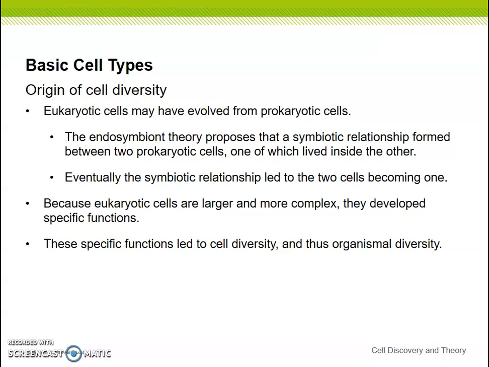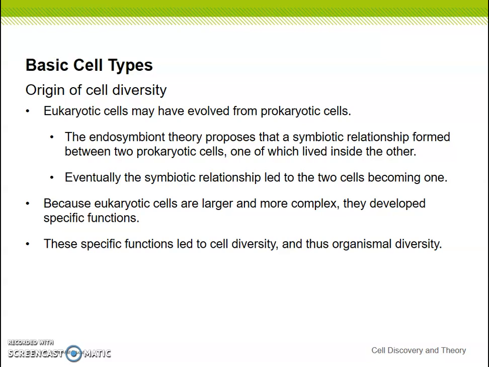Scientists believe that a large prokaryotic cell basically swallowed or engulfed a smaller one, and they started helping each other out. And eventually, they came to depend on each other so much that they couldn't function alone, and that became the first eukaryotic cell. Because eukaryotic cells are larger and more complex, they have developed specific functions, and that led to cell diversity, and that cell diversity led to differences in organisms. So that allowed the organism to have different types of cells that work together to make one whole individual.